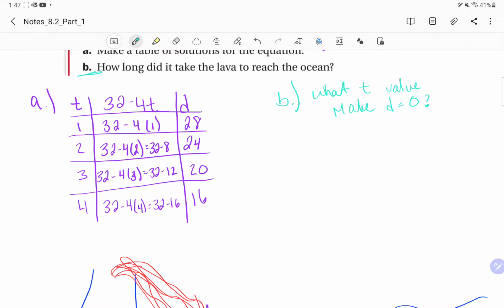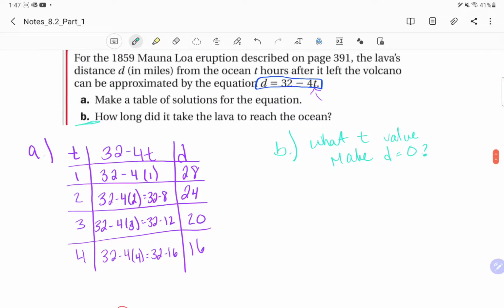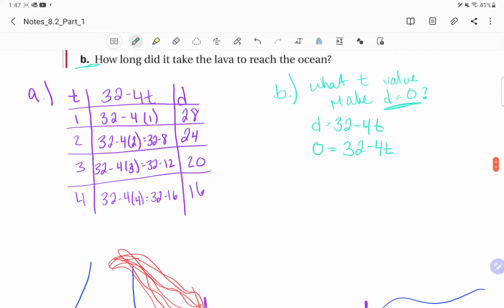you could just take your equation that you were given of d equals 32 minus 4t. And they're saying you want to know when d is 0. Okay, so I'm going to plug in 0 for d. If that is the case, solve this. It's just an equation. Solve the equation. What time or what t value makes d equal 0? So I have 0 equals 32 minus 4t.